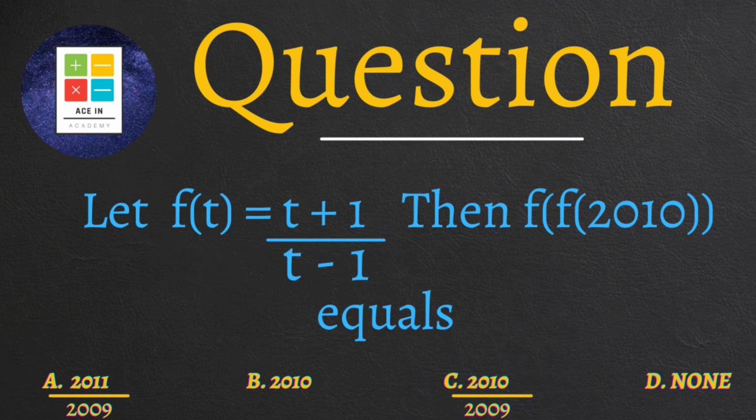Now we are provided with four options: A 2011 divided by 2009, B 2010, C 2010 divided by 2009, and D none of the above. So this was our question, and I would like you to try this question first by yourself and then come to this video for the solution.